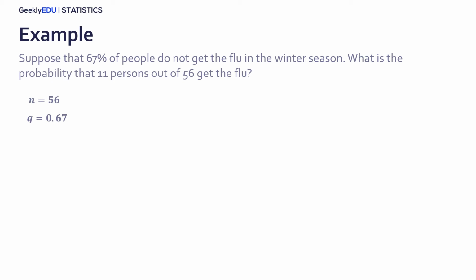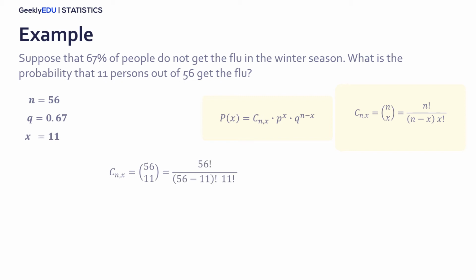We will calculate the binomial coefficient by substituting the numbers and computing 56 choose 11. Using the formulas and substituting, we get the binomial coefficient.